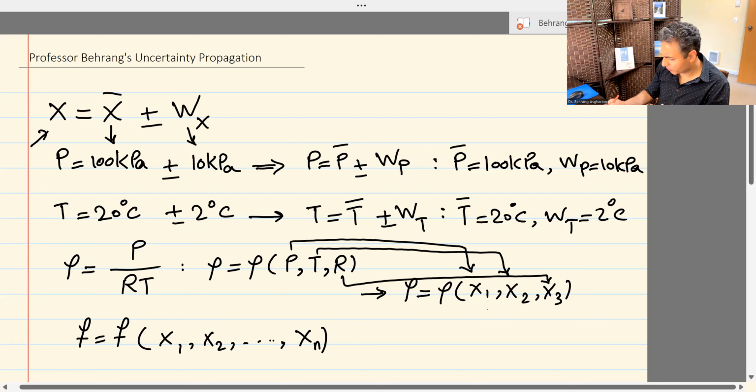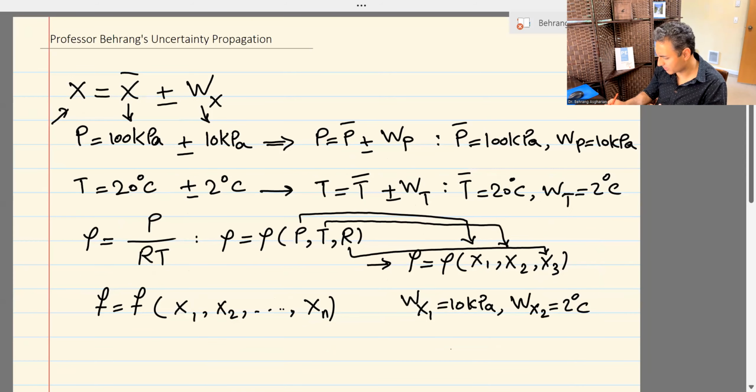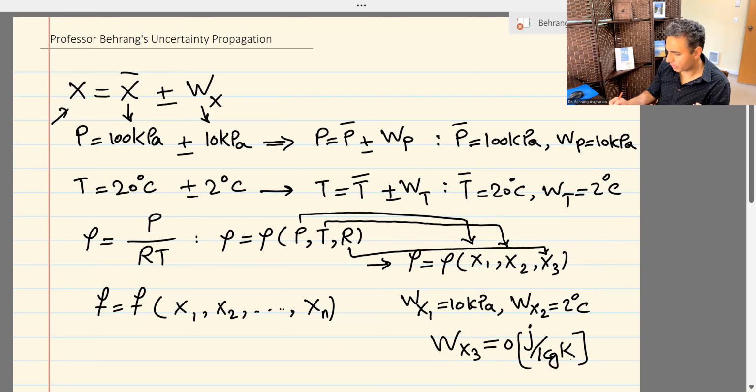Now, what's the uncertainty of x1? W x1 was given as 10 kPa. W x2, because it was temperature, was 2 degrees Celsius. And what's the uncertainty of R? Because we treat R as a constant, the uncertainty of R, x3 in this case, would be just 0 joules per kilogram Kelvin. I have to show the unit to make sure that everything is good, right? Okay, so this is our case.